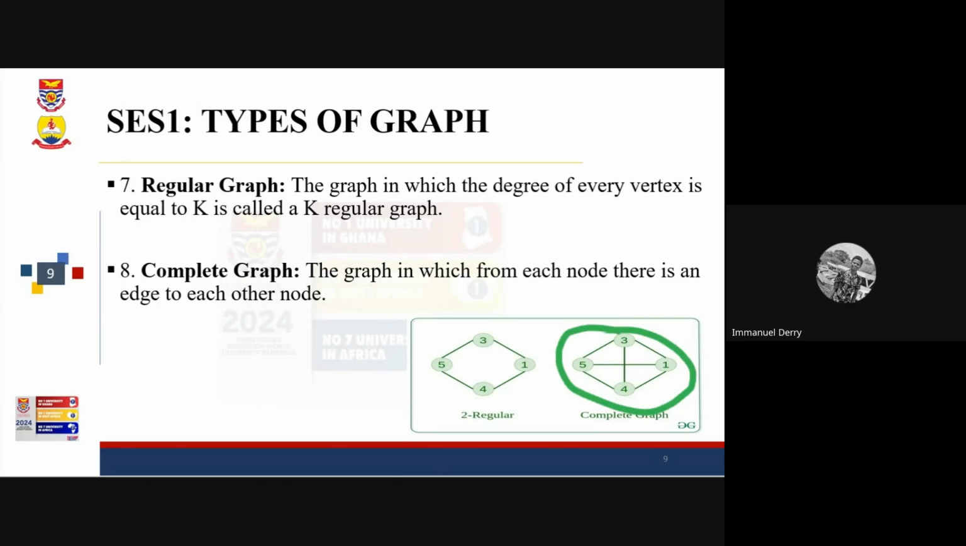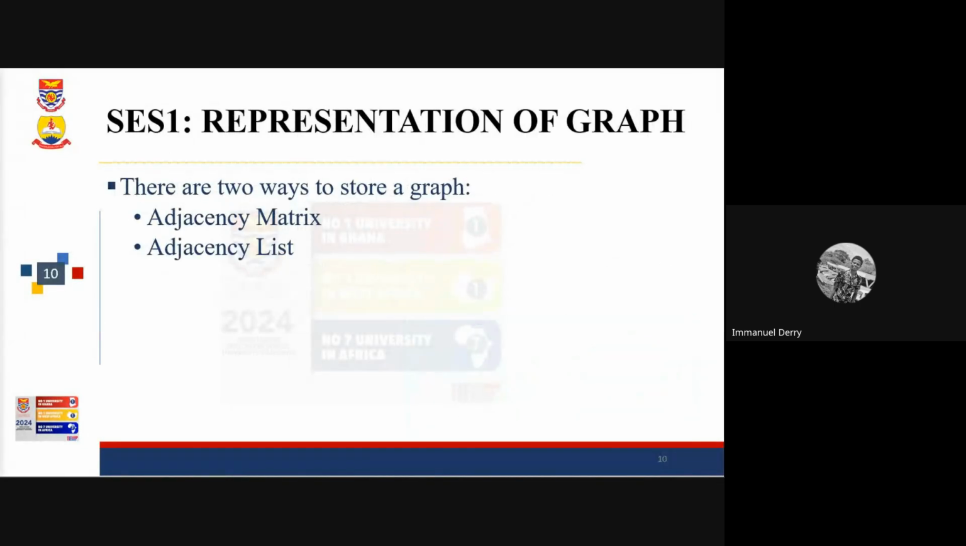Am I getting the difference? No. All right, so we have a connected graph and then a complete graph as well. Okay, so now let's move on to, in a computer system, how do we represent?